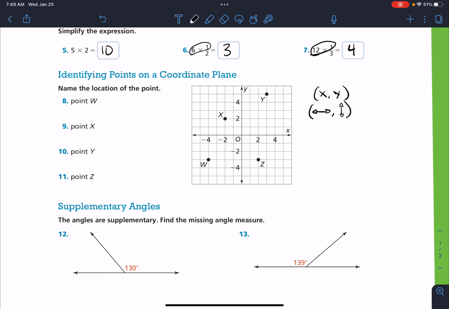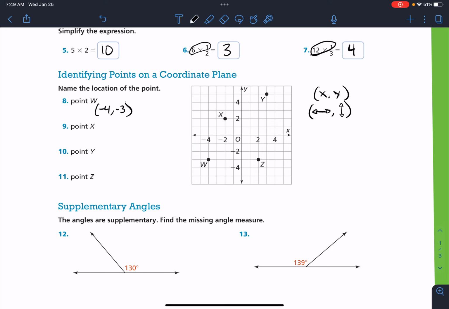So for instance, if I'm trying to look for point W, if I start here, point W is all the way down here. So I need to go left or right first to get to W. I need to go left a total of 1, 2, 3, 4. And then I would need to go down 1, 2, 3. So left 4 and down 3. That would put me at coordinate point -4, comma, -3. So for W, you would have -4, comma, -3.